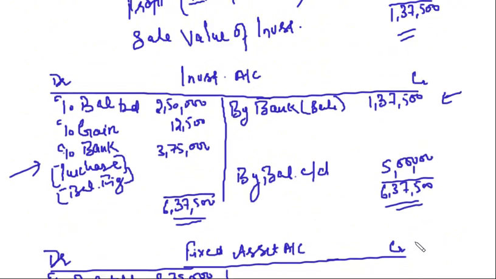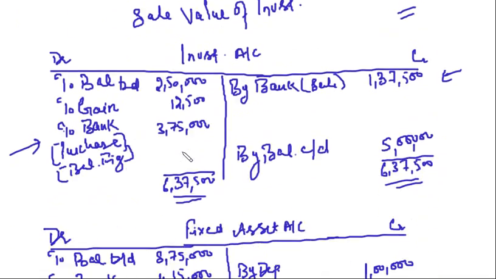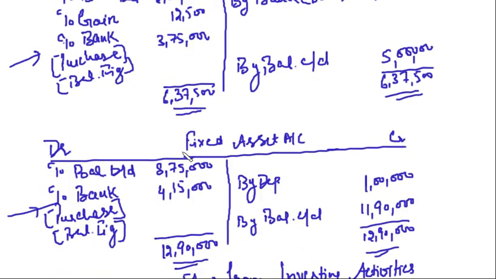So just be careful while doing questions. In this question, what was important was the calculation of sale value of investments. We were given the information regarding the investment sold and the profit. So from there we calculate sale value of investments. Then we prepare investment account and the fixed asset account, right? So this was the information that was relevant. Clear?